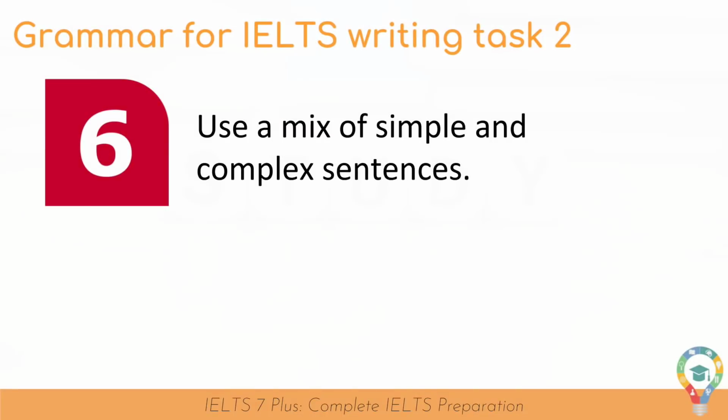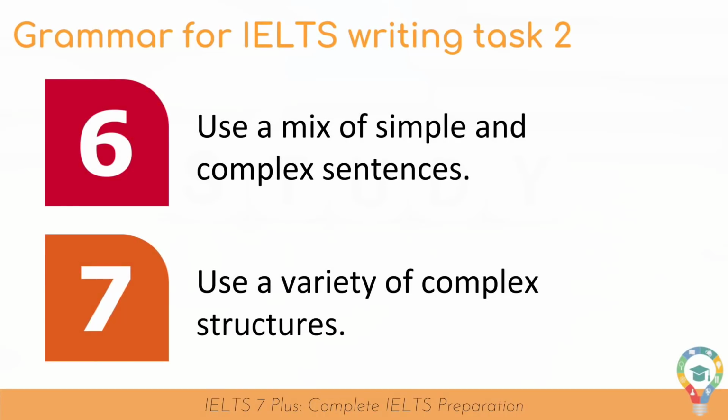Here is a quick look at the examiner's band descriptors, and they state to score a band 6 or higher, you must use a mix of simple and complex sentences. To score a band 7 or higher, you must use a variety of complex structures. So in other words, it's important that we understand and are able to use a few different sentence structures. One important thing to note is that we don't use the same sentence type again and again. Using them in the correct place and not too often will also help you score extra marks.